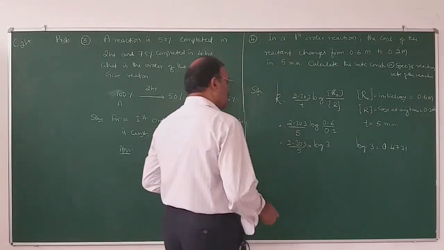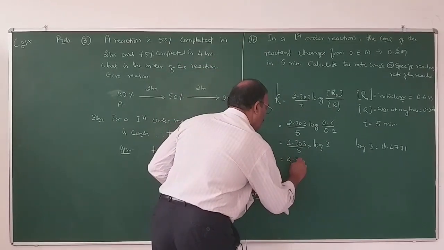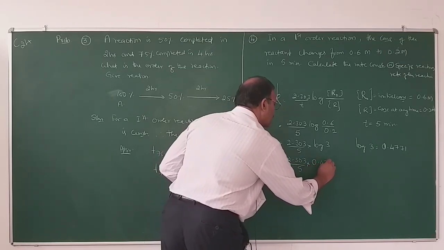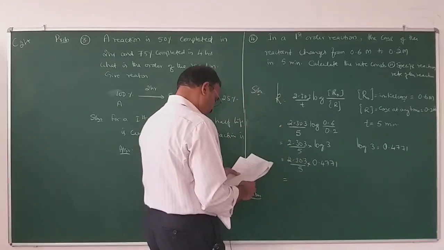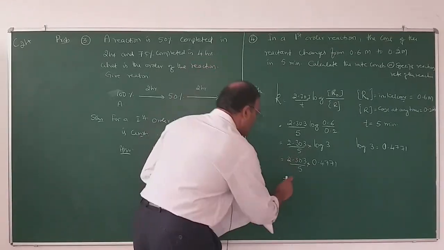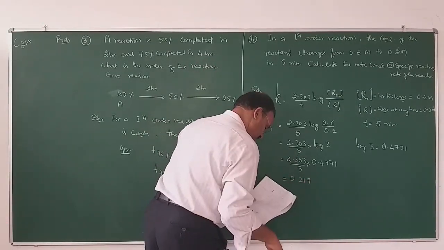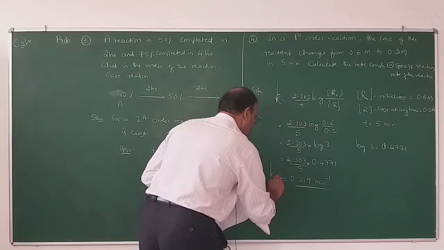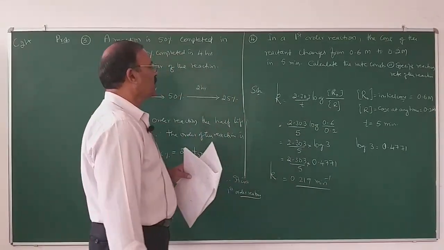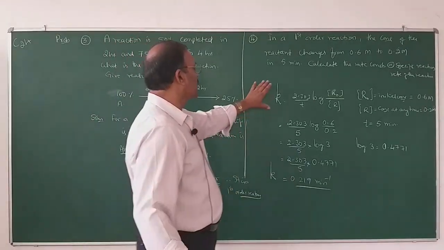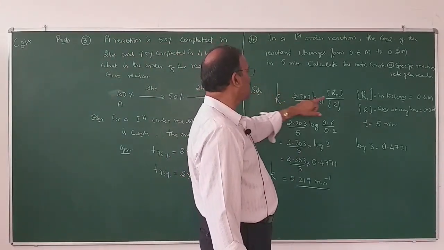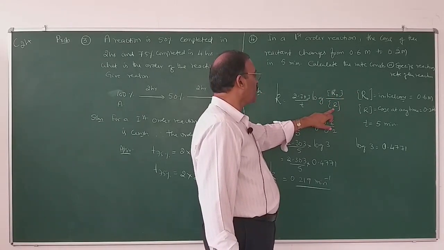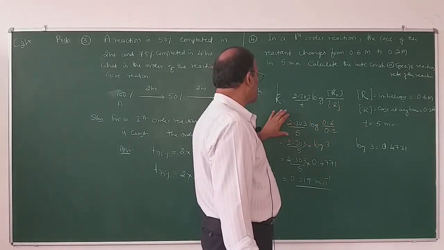So substituting the value here, 2.303 divided by 5 into 0.4771. On simplification you will get 0.219 minute minus 1. So this is the value of the rate constant k. For a first order reaction, this is the expression for the rate constant. [R0] is the initial concentration, [R] is the concentration at the time 5 minutes. So time is 5 minutes, substituting.